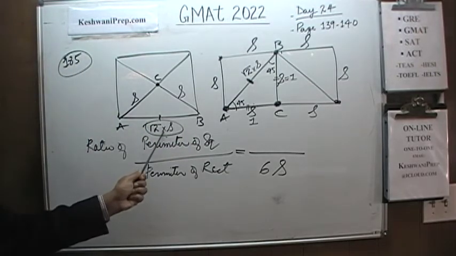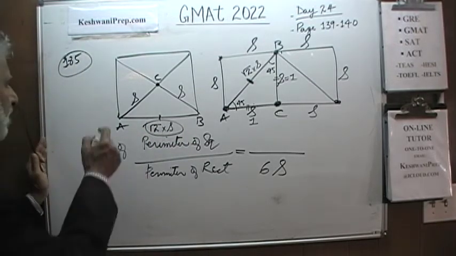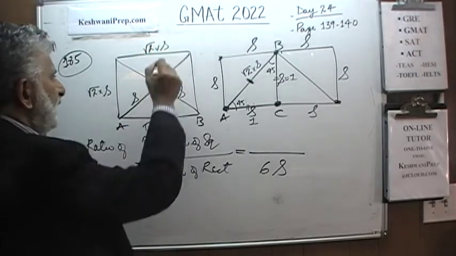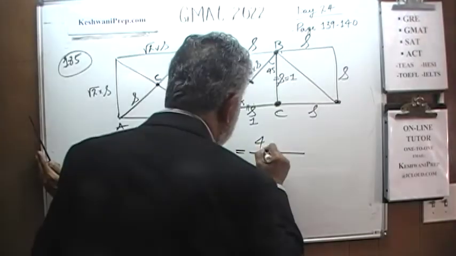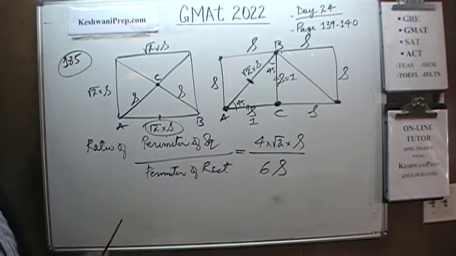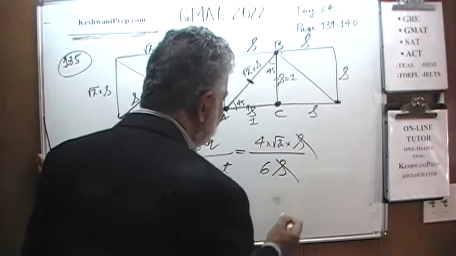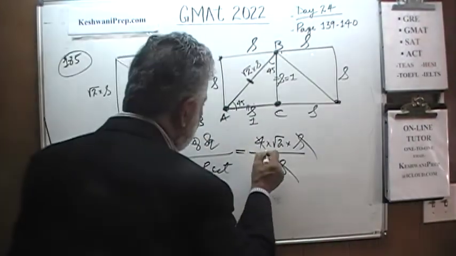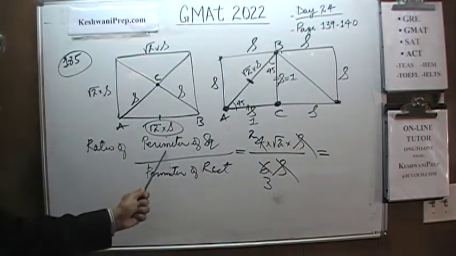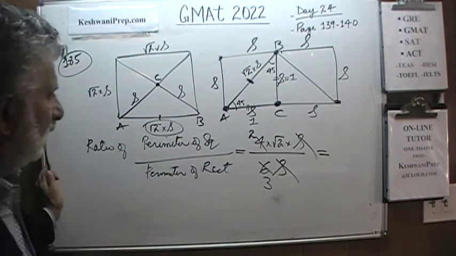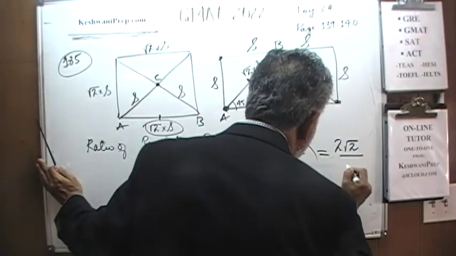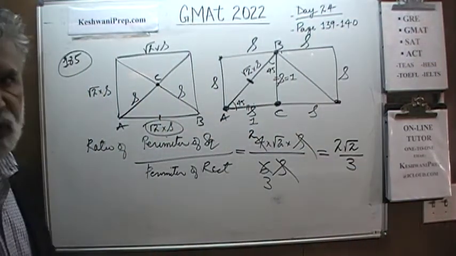And therefore, the perimeter of the square is going to be 4 times this amount, because each side is root 2 times S. You get the idea. It's 4 times root 2 times S. That's all. All we have to do is simplify this thing, and we're done. Divide top and bottom by S. S drops out. Divide top and bottom by 2, this becomes 2 and this becomes 3, and we end up with the fact that the ratio of the perimeter of the square to the perimeter of the rectangle is 2 times root 2 over 3. The ratio is not 1 to 1.